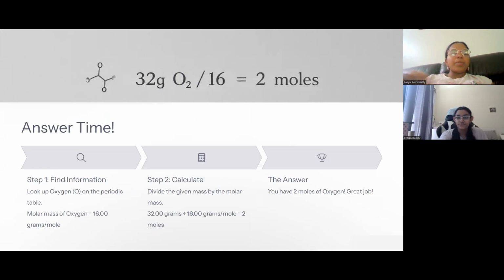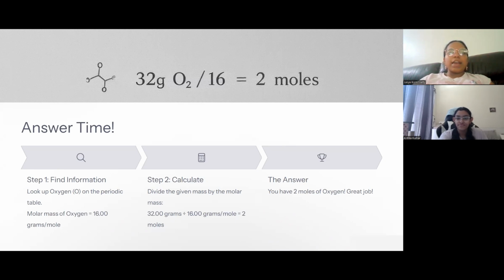Okay, hopefully you paused and you did your calculations, but now let's look at our answer. So step 1 is to find the information, right? So look up oxygen, O, on the periodic table, and then you find the molar mass of oxygen, which is usually at the bottom of that box of the element. And in this case, the molar mass of oxygen is 16.00 grams per mole.